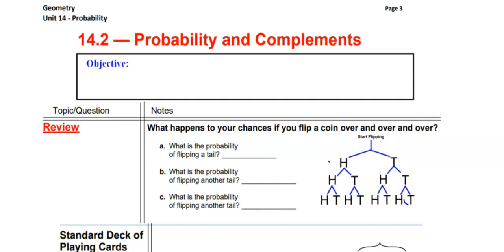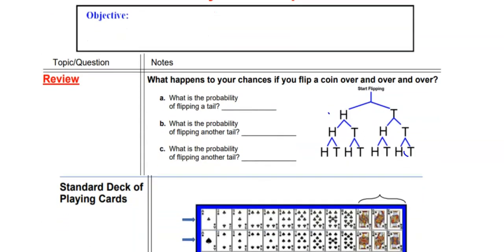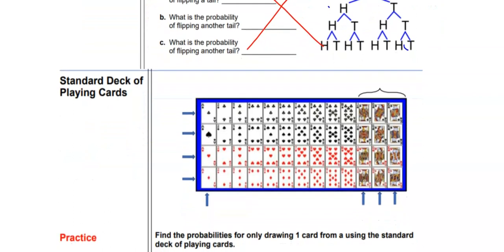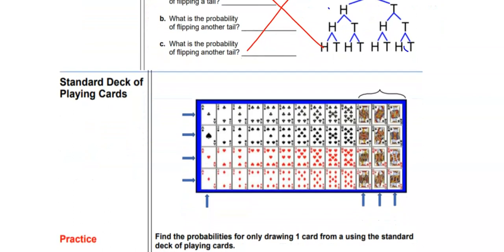So we're actually gonna skip the objective box for today. I think you'll get the idea as we go here that we're talking about more probability and complements. And then we're also going to skip this review section here. And we're going to move along to a couple problems that involve a standard deck of playing cards. And these are things that are going to come up quite a bit in the probability unit.